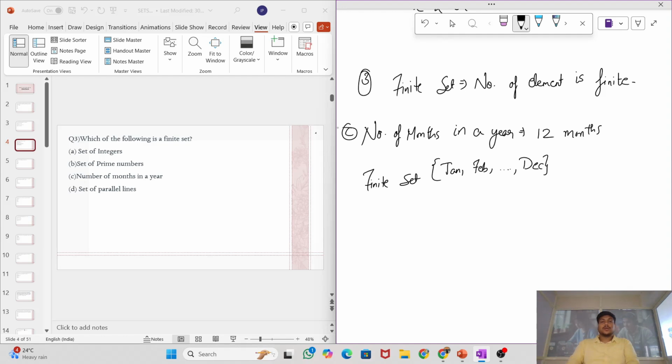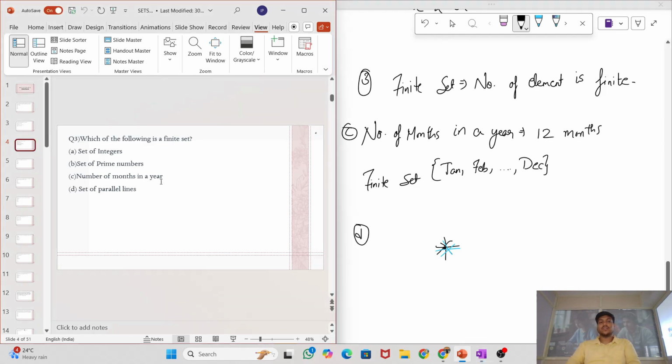What about option D? Option D is the set of parallel lines. If I have a single point, I know that from this particular point I could have infinite lines passing through it, and for each of these lines I will get a parallel line. So I can say that the set of parallel lines would also be an infinite set. So out of all the given options, the only option which is a finite set is option C, number of months in a year.